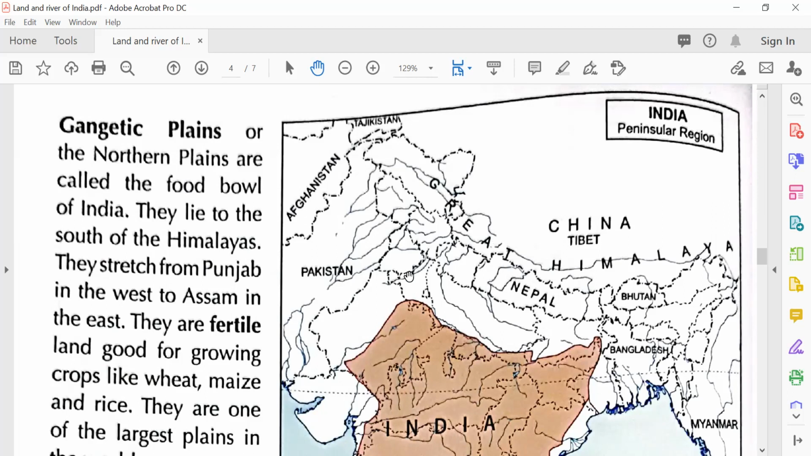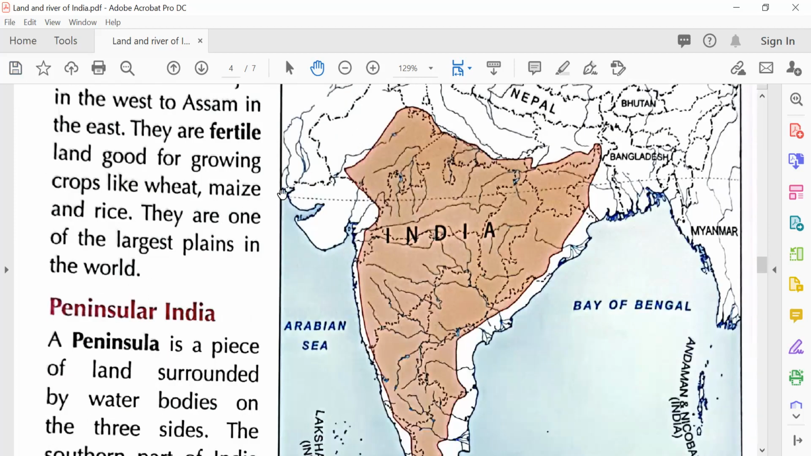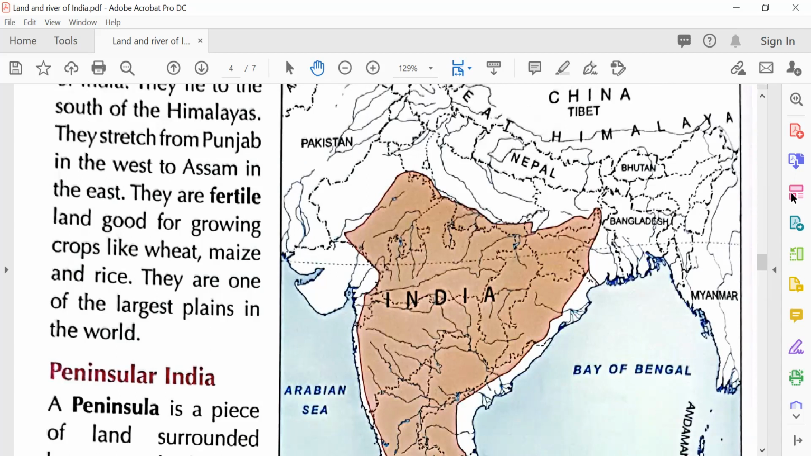Because many grains grow here; the people beside the river do farming and they grow the grains which we all use. They lie to the south of the Himalayas. So south of the Himalayas, there are many rivers. They stretch from Punjab in the west to Assam in the east. From Punjab, where is Punjab? From this side, Punjab till Assam. This whole area is the Gangetic Plain. And they are very fertile. Whatever you grow in this area, it grows. They are fertile land, good for growing crops like wheat, maize, and rice. So rice you eat, wheat you eat. All of this can be easily grown in this area.